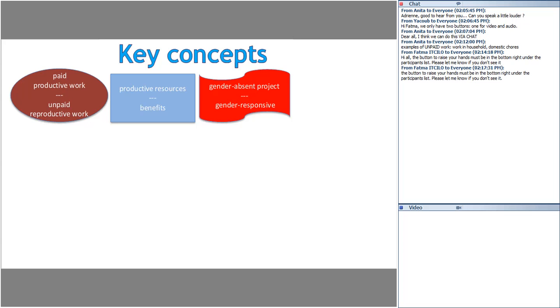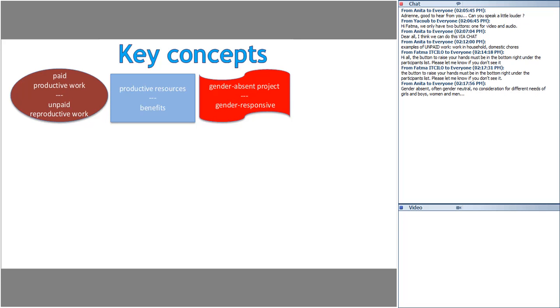And while some of you were typing up a possible definition, I'm going to just tell you that we used to call the first term gender blind project. But our disability specialists have asked us to avoid that term because it somehow gives a negative impression about those who cannot see. So now we use the term gender absent project.